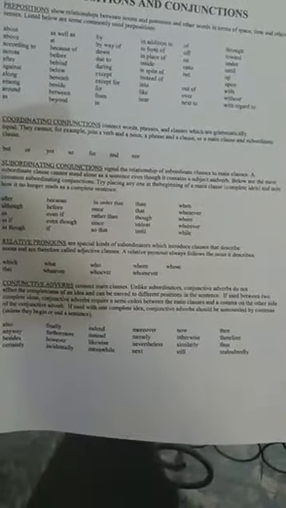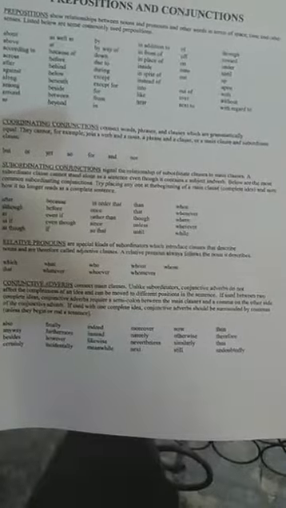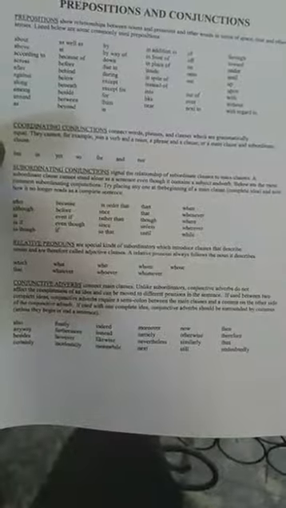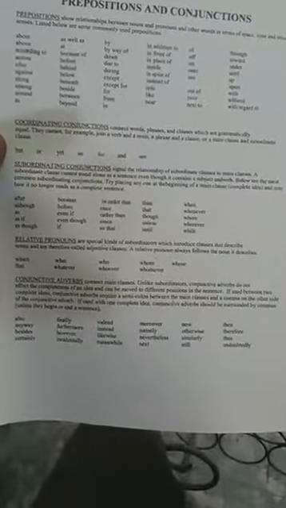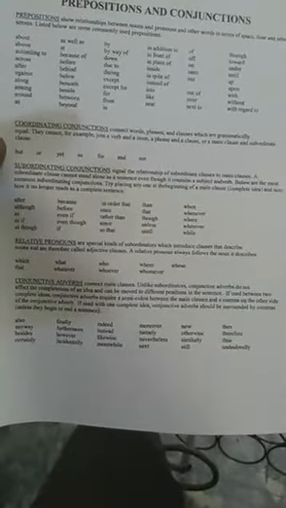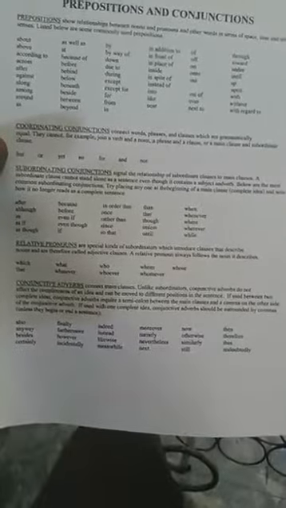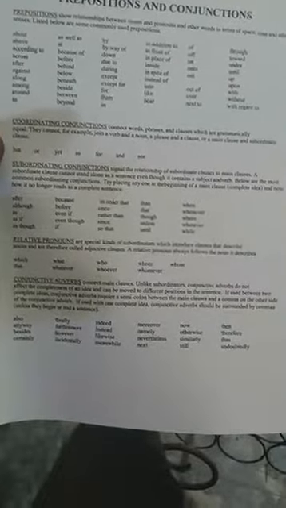And we also have relative pronouns. Relative pronouns are special kinds of subordinators which introduce clauses that describe nouns and are therefore called adjective clauses. A relative pronoun always follows the noun it describes: which, that, what, whatever, who, whoever, whom, whomever, and whose.